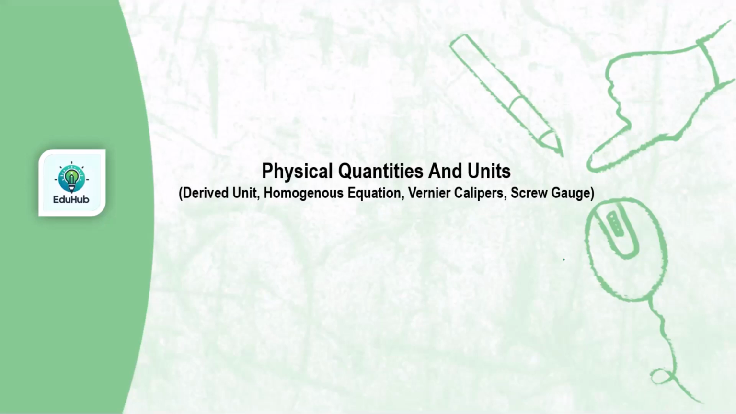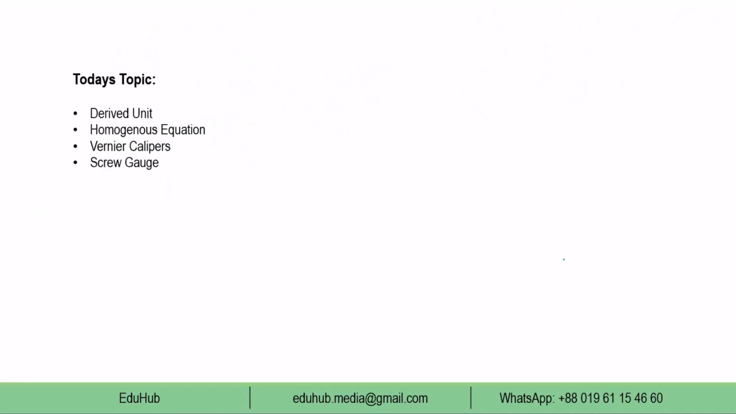Today we will learn some important topics. So let's see what we will learn today. Today we will learn derived unit, homogeneous equation, Vernier calipers and screw gauge. So our first topic is derived unit.